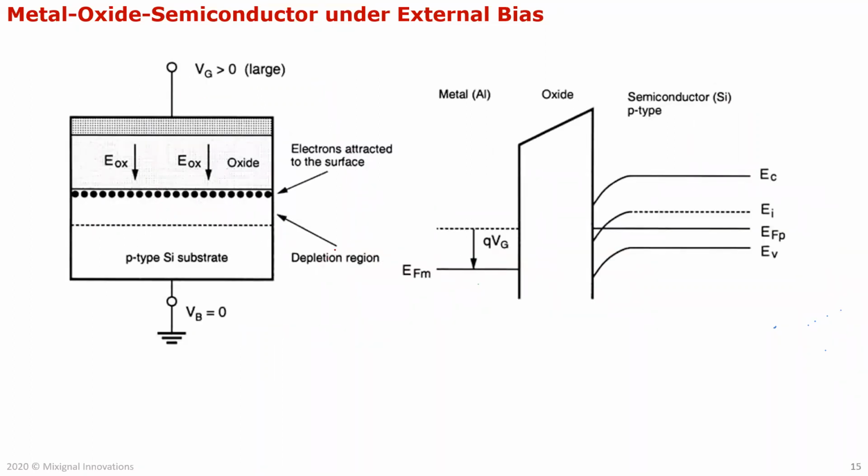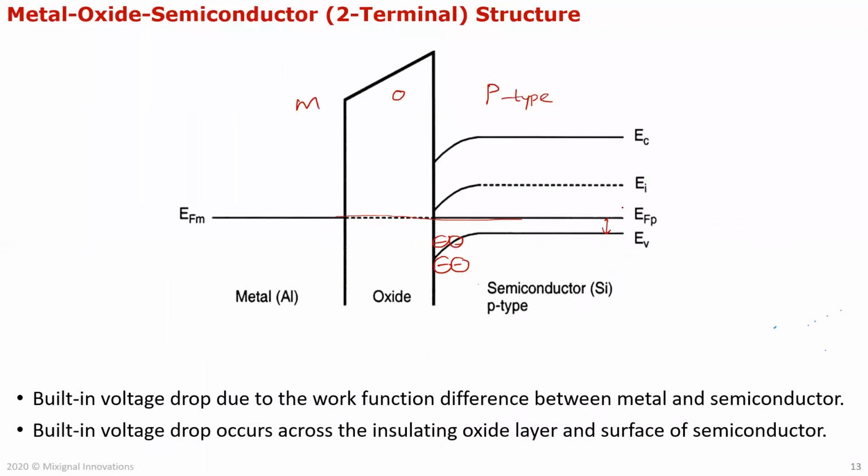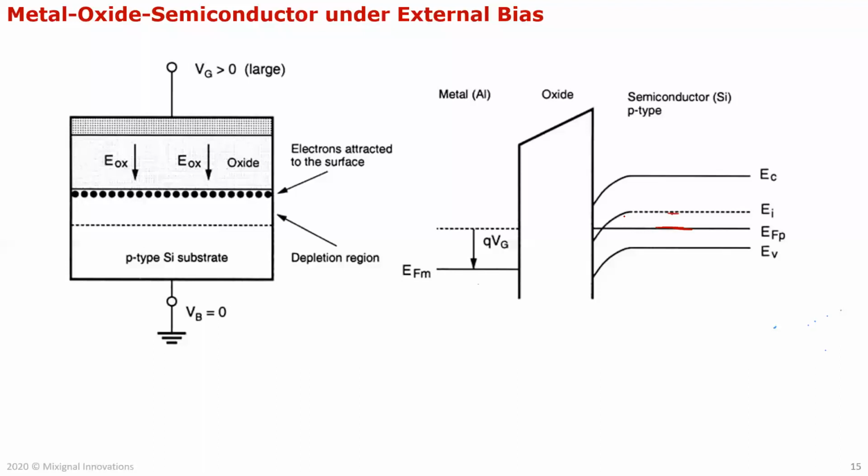You keep doing that. What happens is, if you look at this band diagram, this is your Fermi level, right? This is your intrinsic level. Now you remember in a P-type, the Fermi level is lower than the intrinsic, right? It is lower than the intrinsic. Now look what has happened.